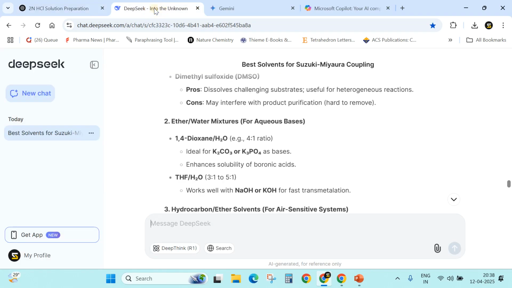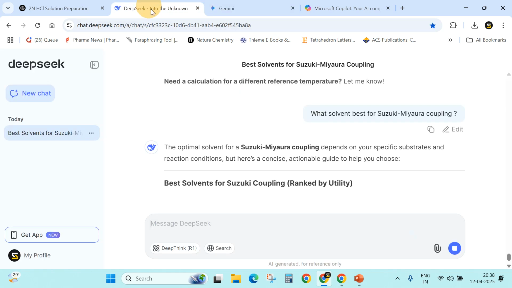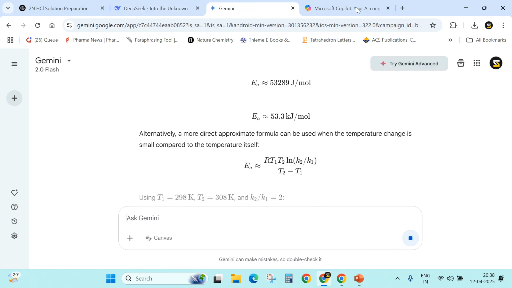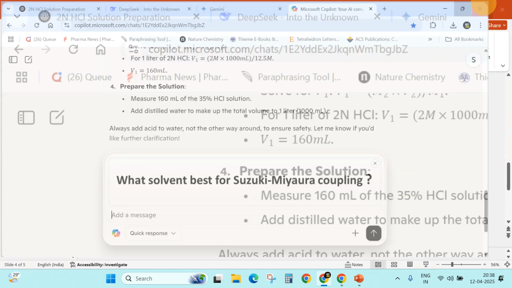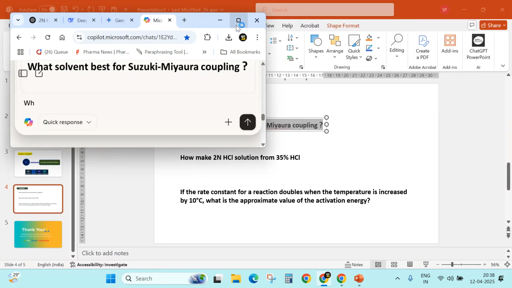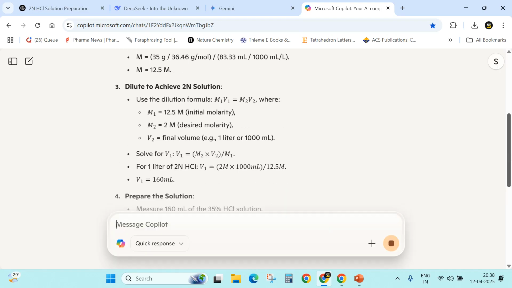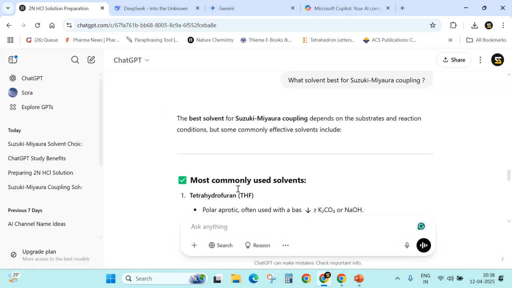We ask the same to DeepSeek simultaneously, then Gemini, and then Microsoft. In Microsoft, we have to type the question. So let's check the results first.